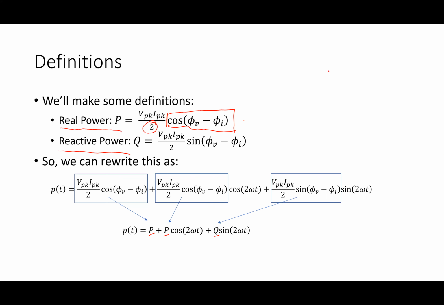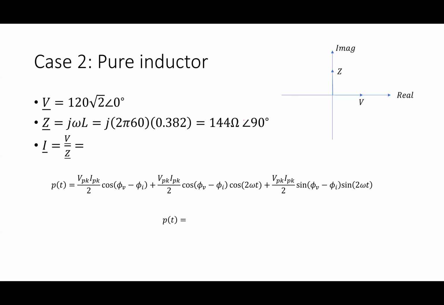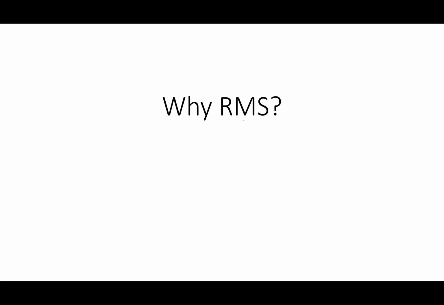So phi V minus phi I would be 0, right? If I had a resistor, that cosine would become 1. Cosine of 0 is 1. We're going to give that guy a name. I'm not going to define it here today, but we're going to give it a name later on. I don't want to look at all of my examples here. I want to look at my examples later. But I want to touch on something here for a second.